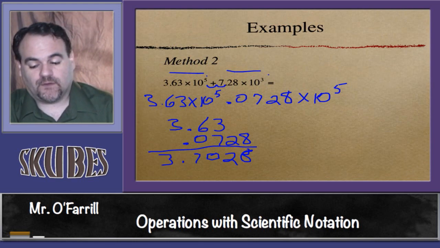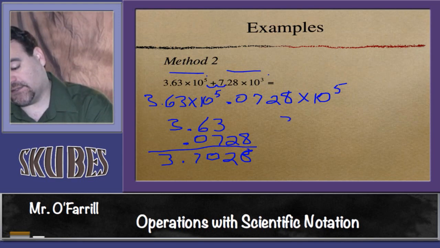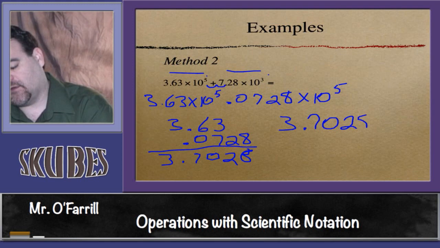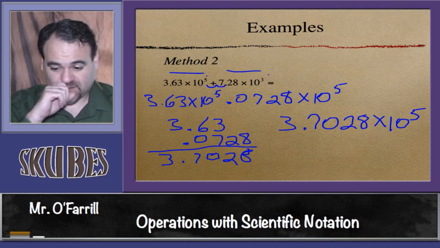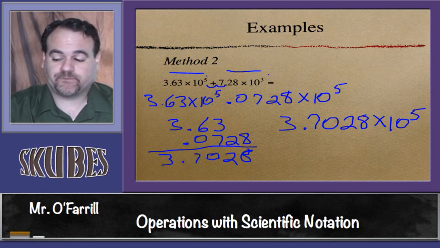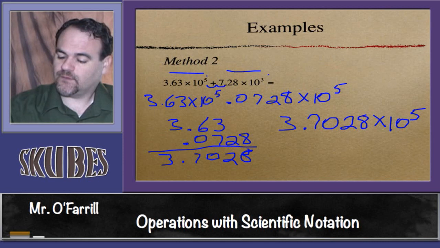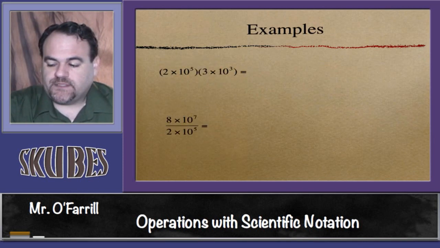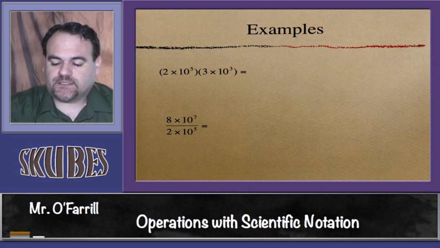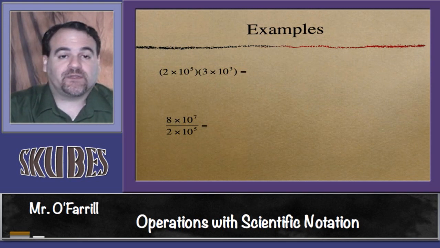The answer is 3.7028, which is exactly what we got last time after we did the conversion. And it is still 10 to the fifth power. We don't need to do anything else. Pretty simple, isn't it? Well, that's the rule for addition. So let's take a look at multiplication.